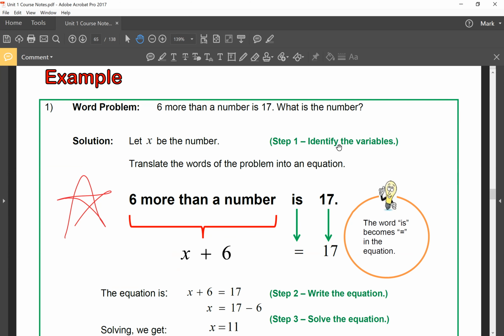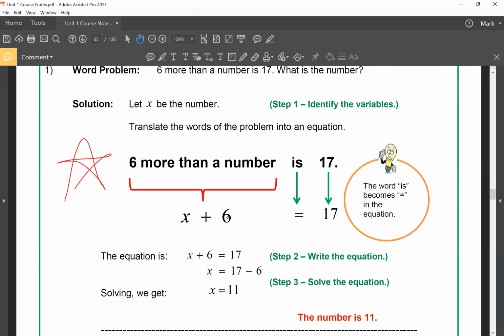Once we have the equation, we then solve the equation. Now, a lot of you guys can do this in your head, right? You don't need to set up a math equation for this. 6 more than a number is 17. So 6 more than what number would 17 be? Well, 6 more than 11, right? Easy. A lot of you can do this in your head.